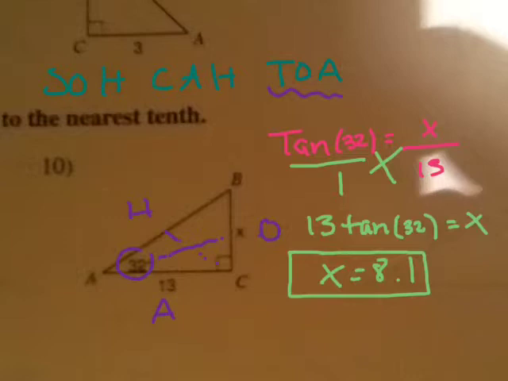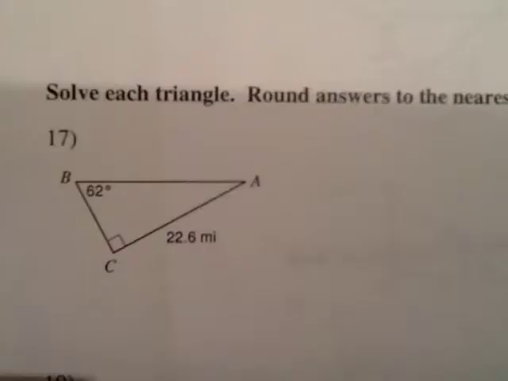So then go ahead and try 11, 12, 13, 14, 15, and 16 on your own. Finish up the rest in this section. They are just like the problems we just did together. And then lastly, we're going to do number 17 together. The directions say to solve each triangle, rounding your answers to the nearest tenth.